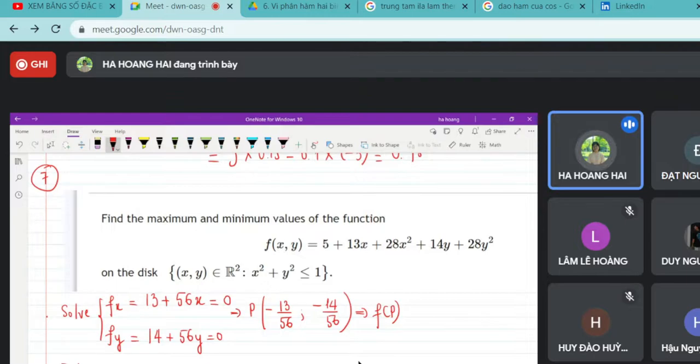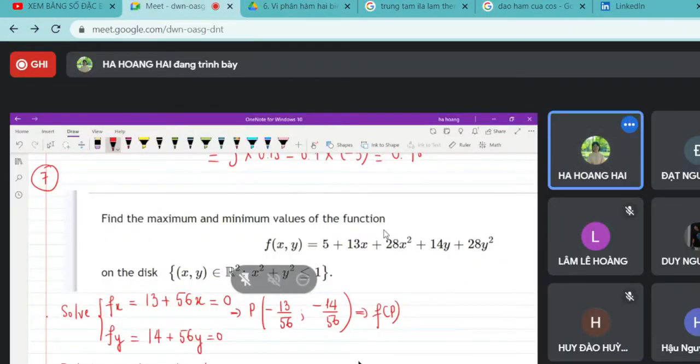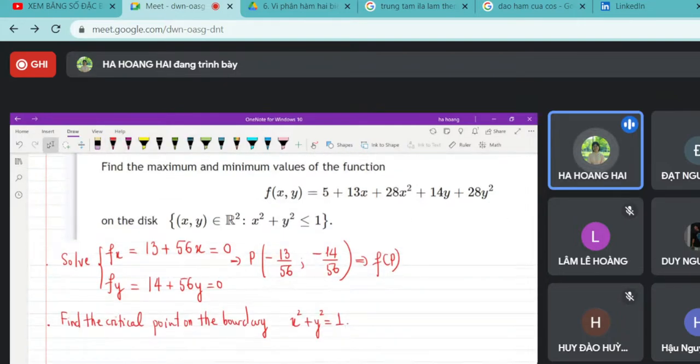Next step, we find the critical point on the boundary. And the boundary of the disk is the circle, just equal to 1. We have some methods to show this, but we can use Lagrange multiplier methods.